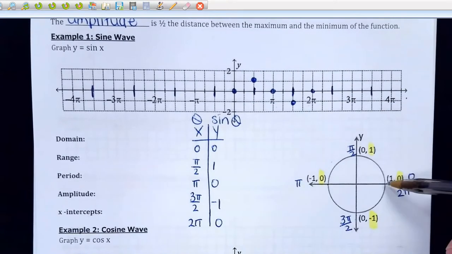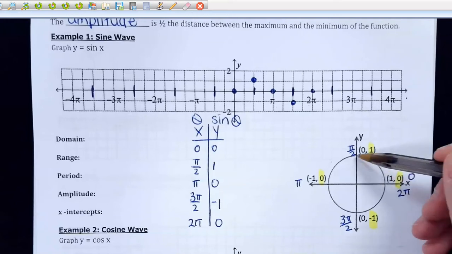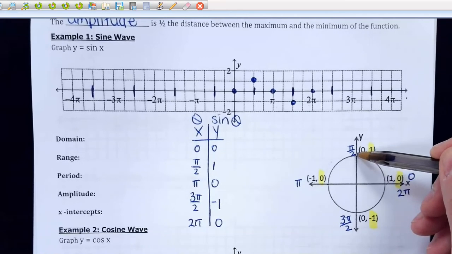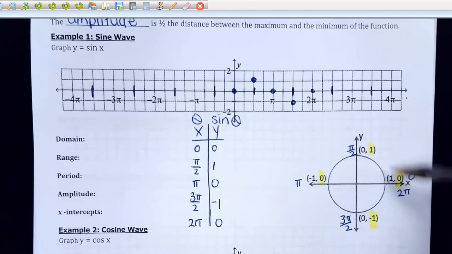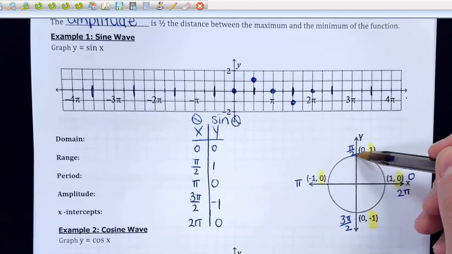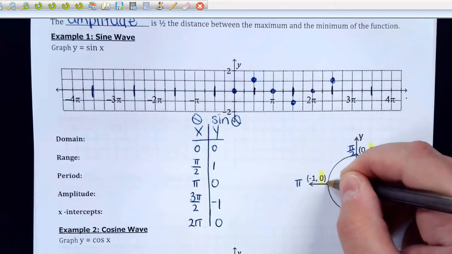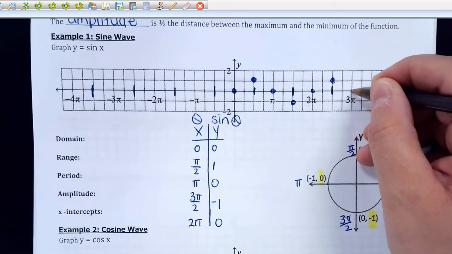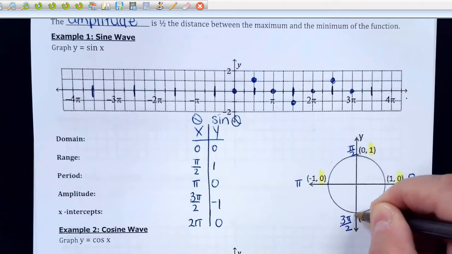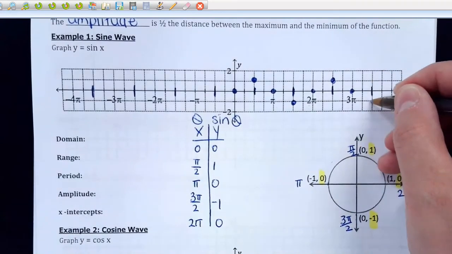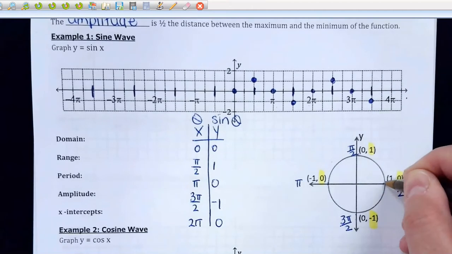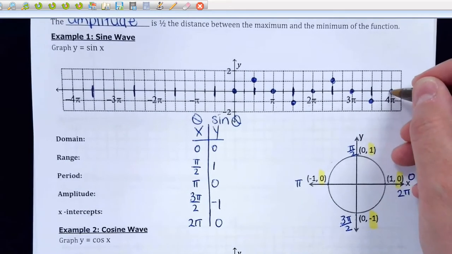Now, if I continued, if I went around the circle and I go again, now this would then be 5 pi over 2. If I kept going another pi over 2 here, then that next point would be up at 1. This would then be 3 pi. That would be back at 0. Go again. That would be 7 pi over 2. So back down to -1. And if I go around twice, that would be 4 pi, and I'm back to 0.